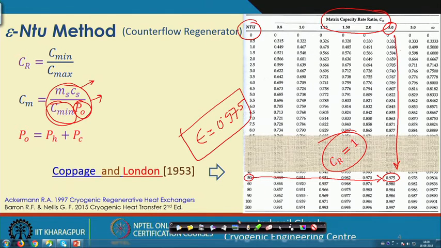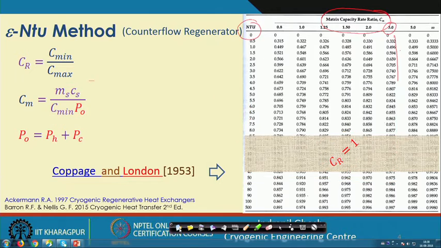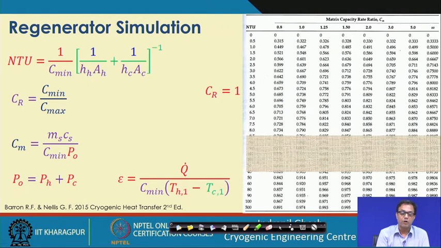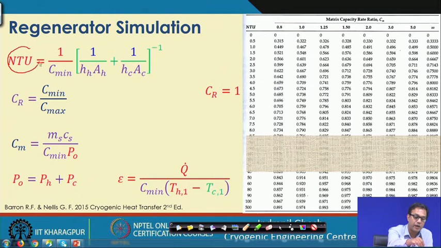So, in the next slide we are going to talk about the regenerator simulation. Here we will find what the known parameters are. NTU is known.